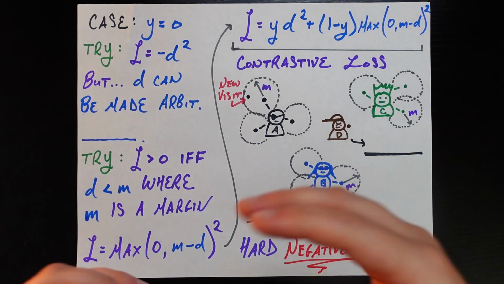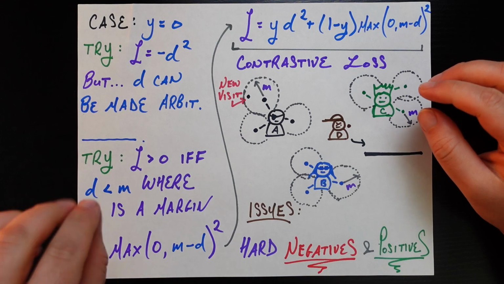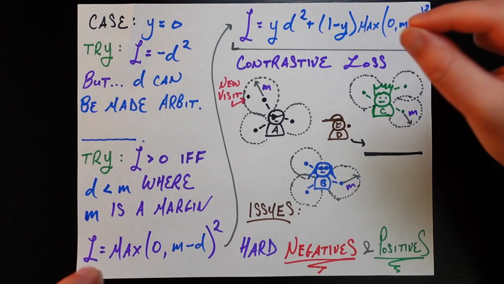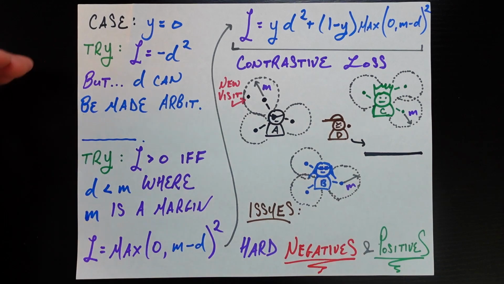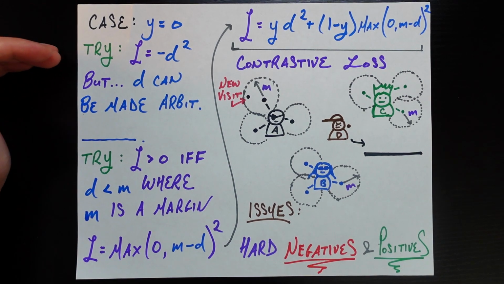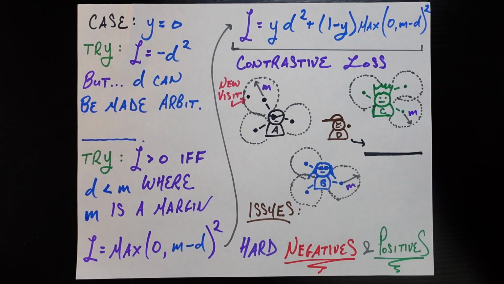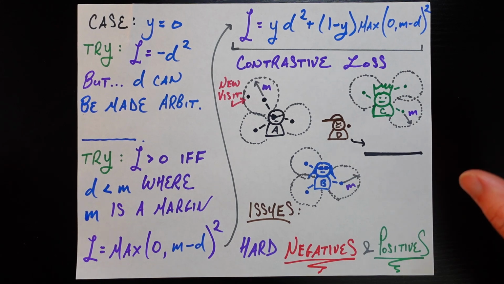It seems like there's some kind of cap to where if the embedding for one person and a different person are this far, that's probably good enough. I don't need to push them any further. But that's not what's being promoted by this loss function. So we don't want these things to go to infinity. That's going to lead to a lot of computational problems for us.